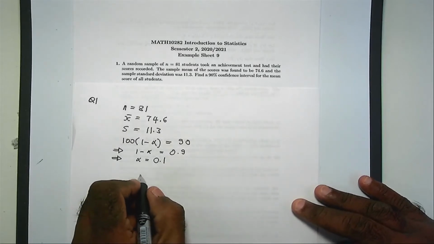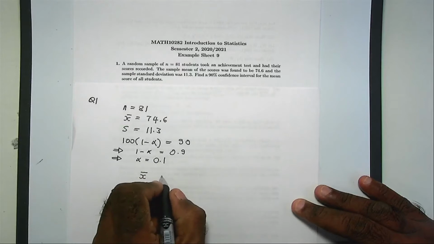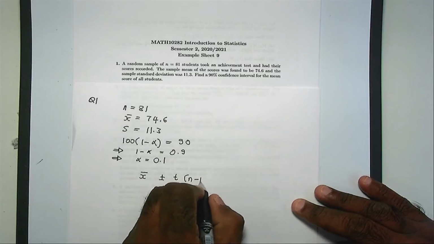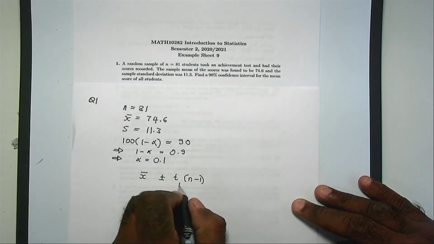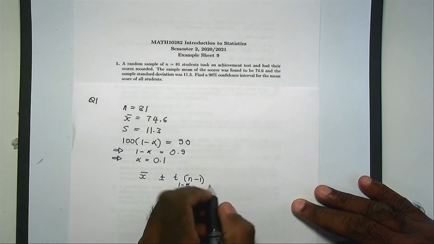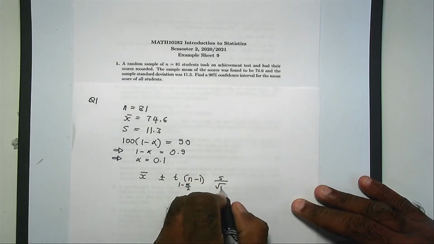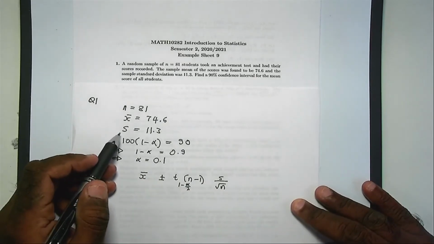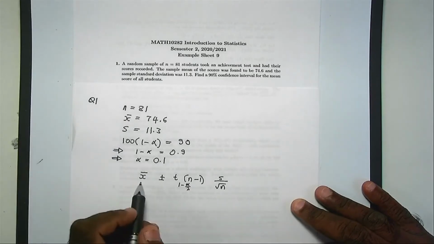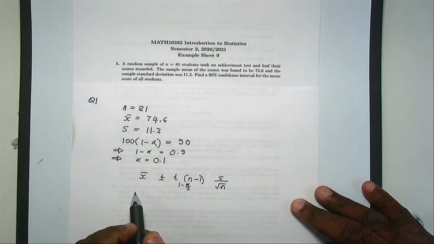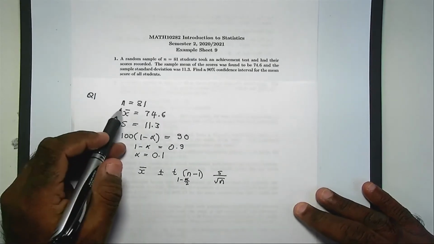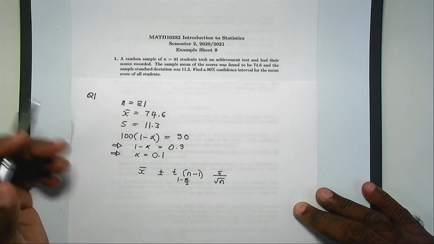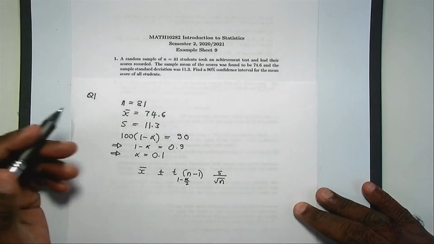If you look at the notes or the videos, you will see the formula that you need to use is the following. This is the formula that I gave you, that when the population variance or the population standard deviation is not known, this is the 100 times 1 minus alpha confidence interval. But in this case, the sample size n is pretty large. 81 is a large number. At least in statistics, anything above 25 is considered large, right?